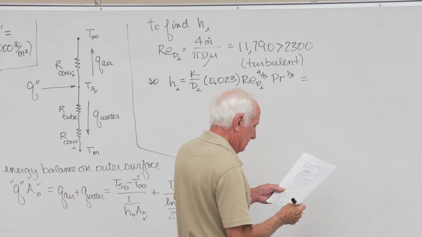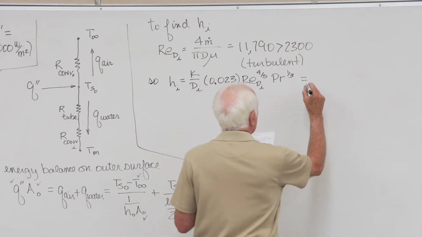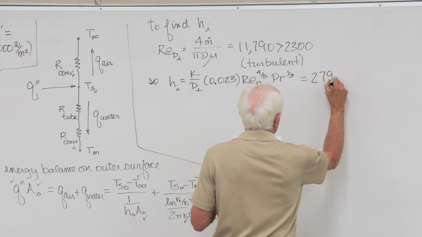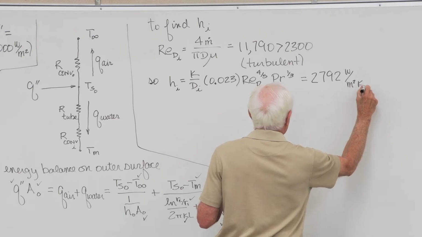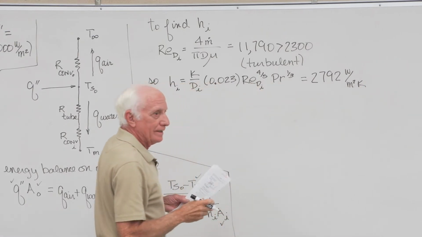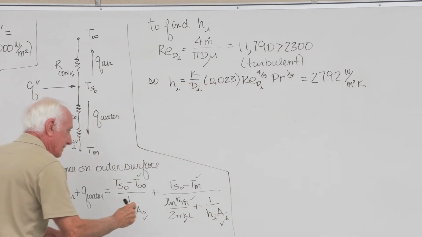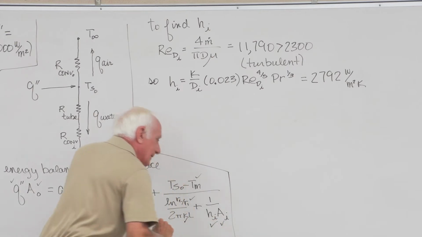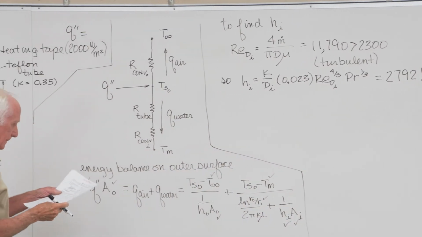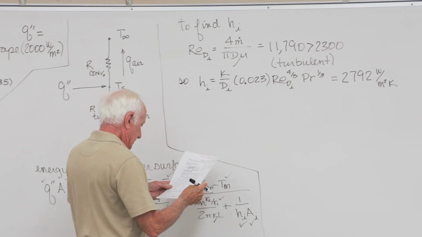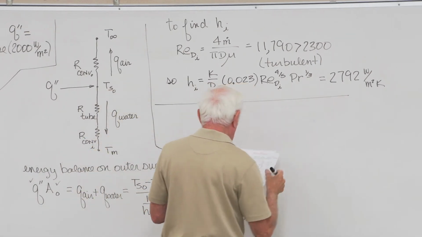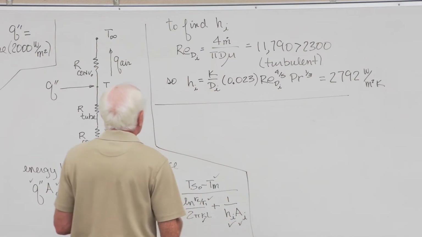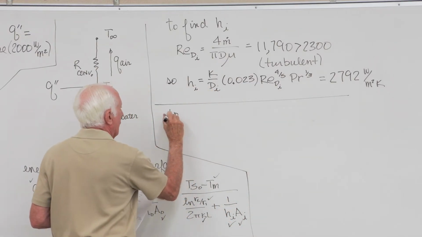And that comes out to be 2792. Okay, I've got H inside here, so check that guy off. Got it. To find H outside.